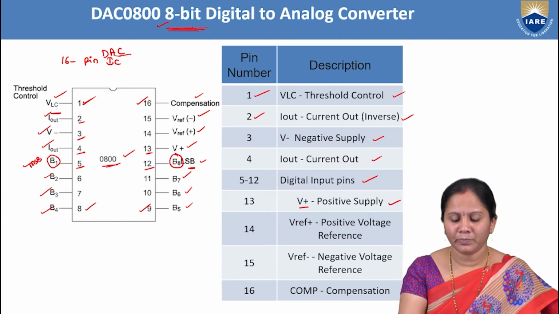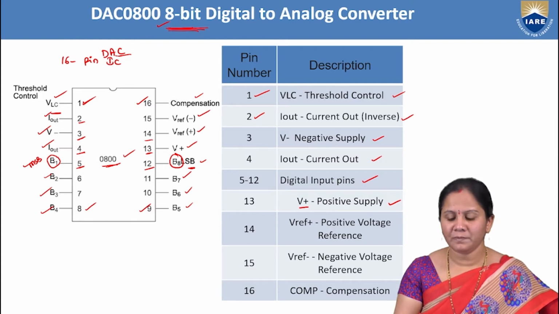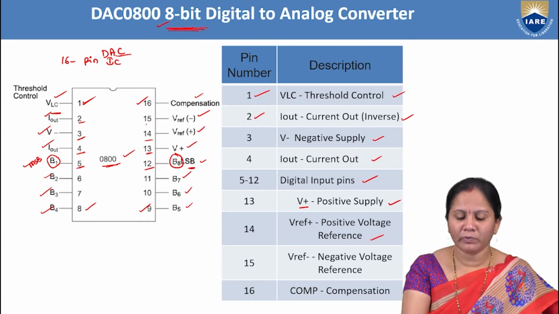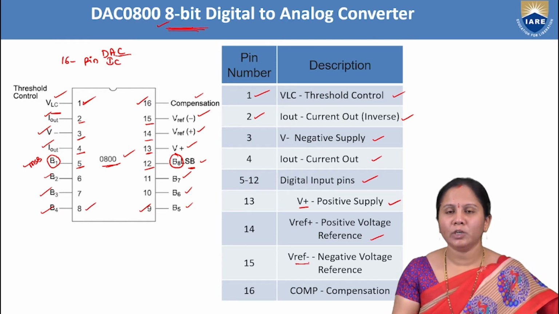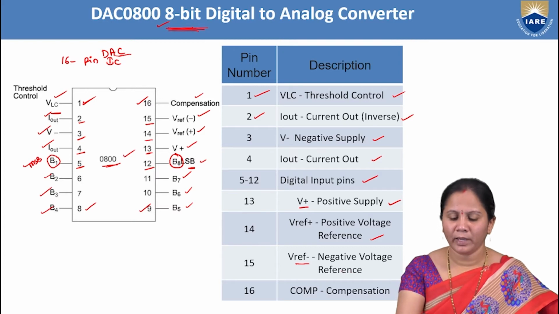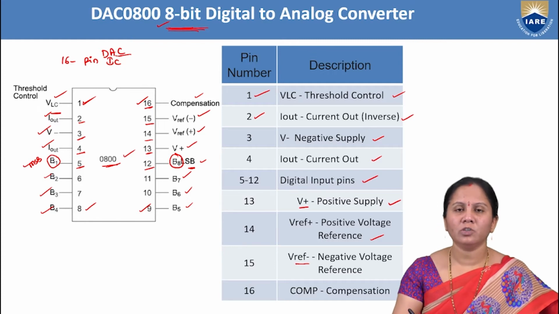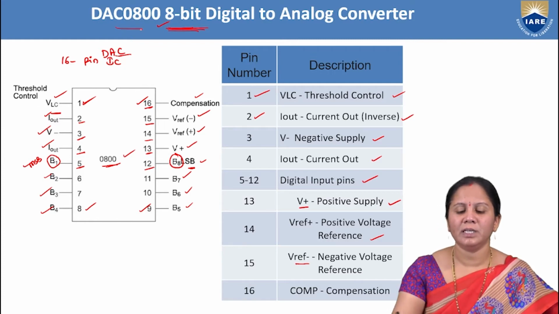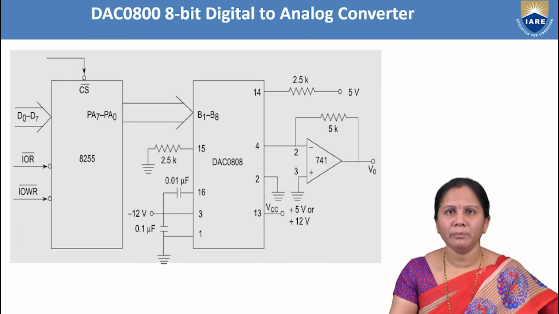And another here, 14th pin, it is V reference plus. REF stands for reference voltage, and plus is the positive voltage reference. And here 15th pin, it is V reference minus, which indicates negative voltage reference. And here 16th pin is the compensation pin. So all these are the 16 pins that are available in this DAC 0800.